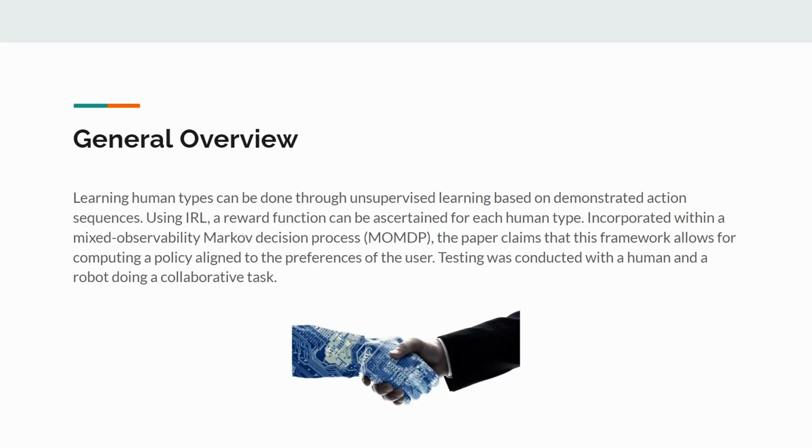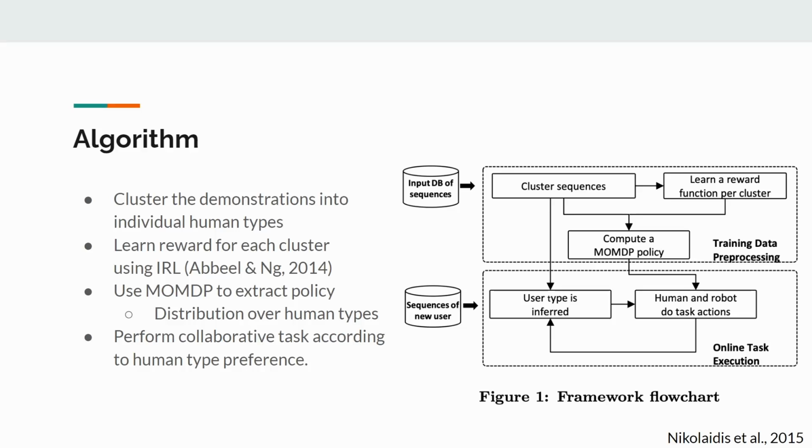So the general overview of the algorithm is that you essentially take an input database of sequences and you cluster them based on the human types. So essentially how a person likes to do the task. And then based on those human types, you can learn a reward function for each of those clusters and input that into a MOMDP setting. And then given sequences of new user data, you can infer a user type based on that and then align the policy from the MOMDP towards that human, and then they can proceed to do the collaborative task.